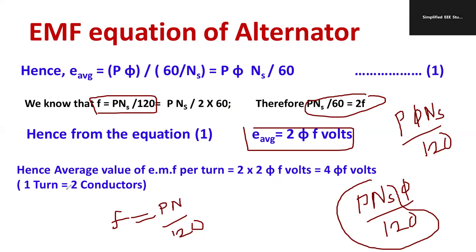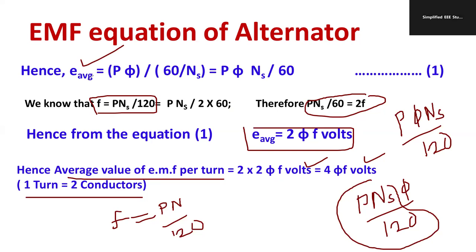So remember that one turn is equal to 2 conductors. One turn is nothing but 2 conductors. Therefore, let me write the average value of EMF per turn is nothing but 2 into E average, correct, 2 into 2 phi F volt. That means 4 phi F volt. Please clear the concept again.